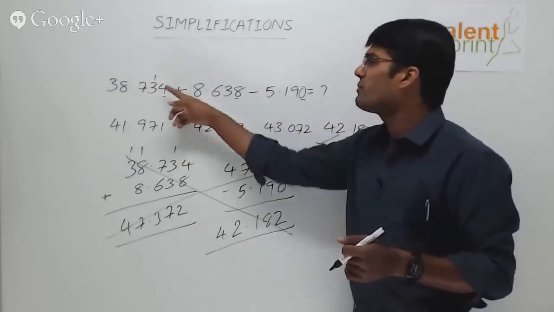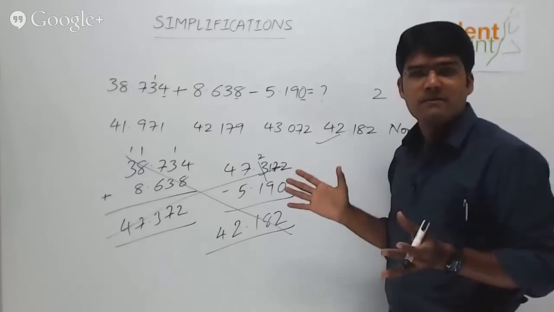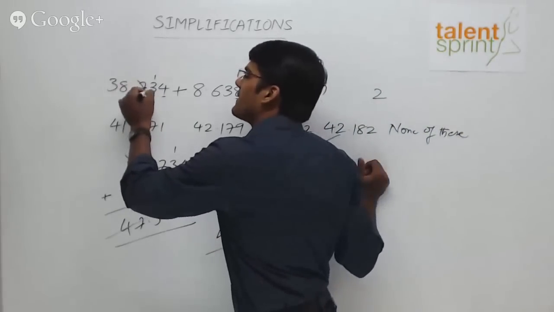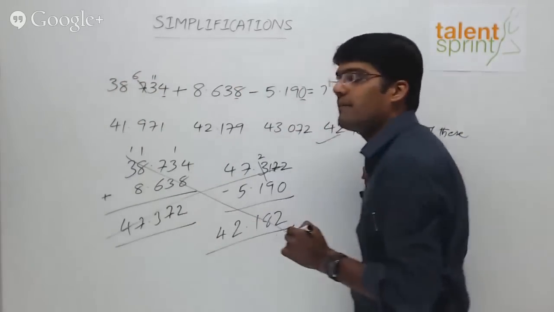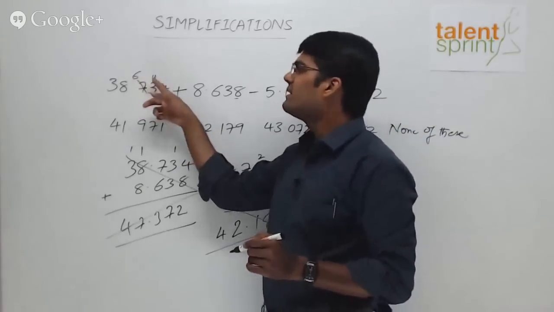4 plus 3 is 7. 7 minus 9 is not possible. So we take 1 from 7. Let's make it 6, and this becomes 11. Are you able to follow? Make it 6. This becomes 11.